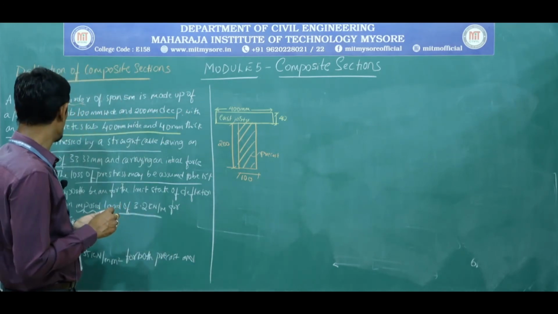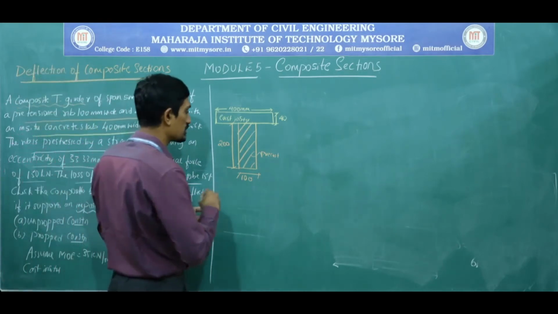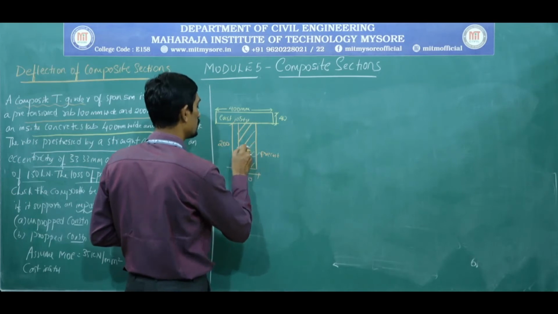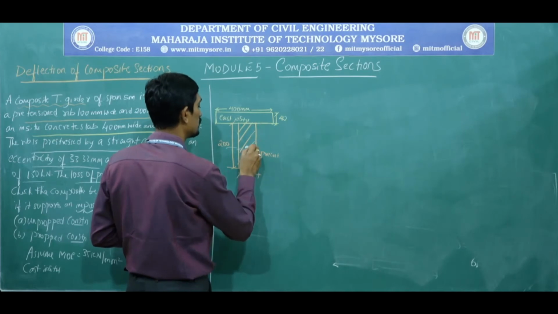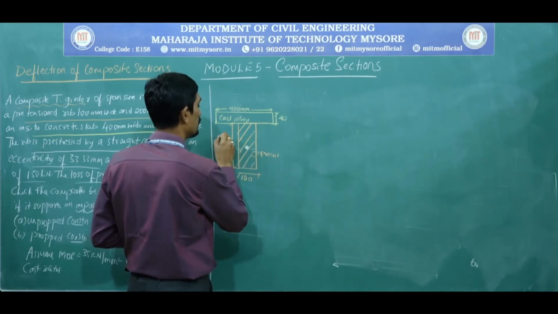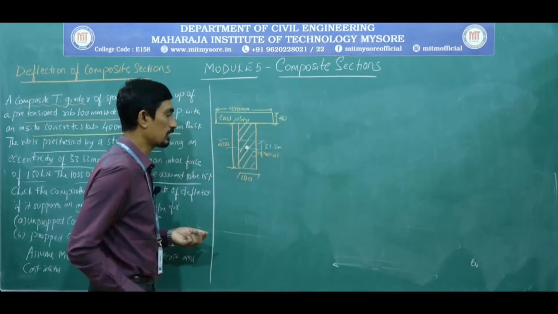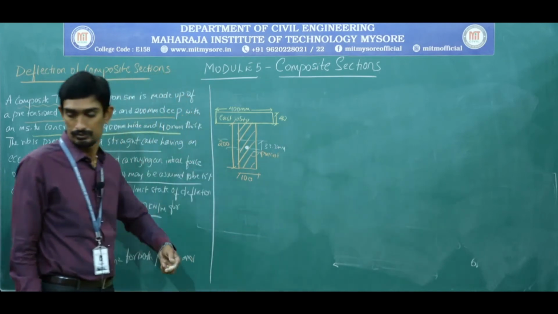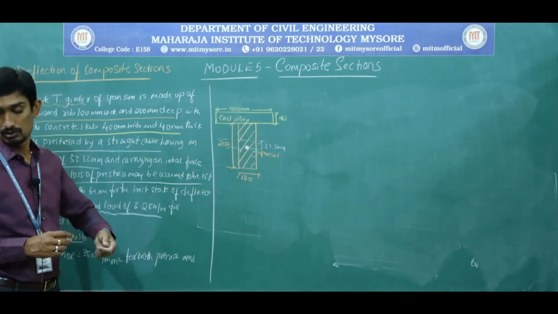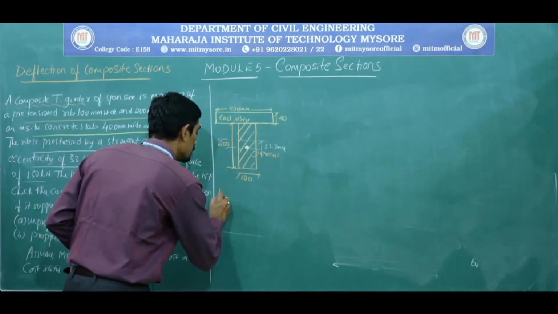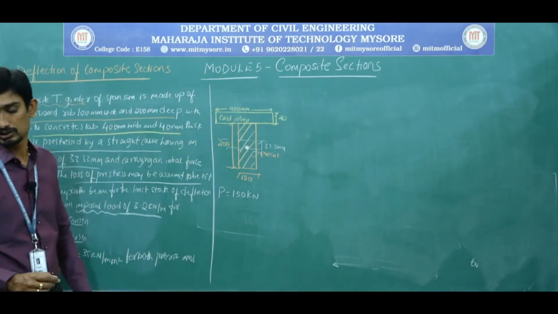We know that this pre-stress has been induced at a certain distance from the central axis. It will be 33.33 millimeter. That is the eccentricity. Now let me go ahead one by one. They have given a pre-stressing force of 150 kilonewton, so we need to be very cautious.